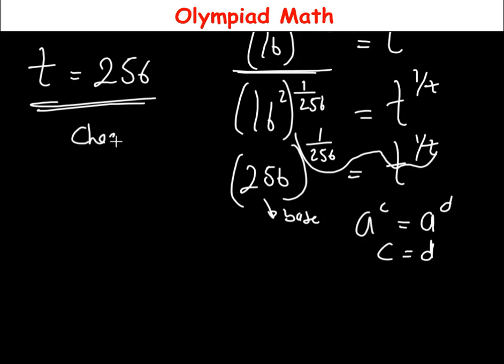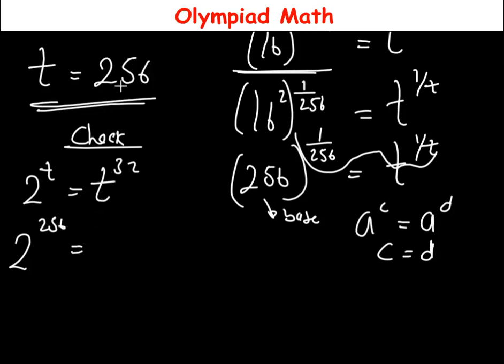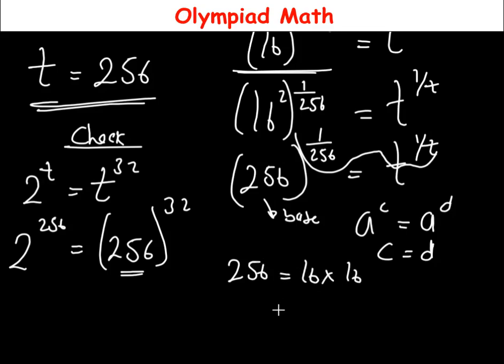So let's check. The equation is 2 raised to power t, which equals t raised to power 32. Now the value of t is 256, right? So 2 raised to power 256 is equal to t, which is now 256. So in bracket 256 all raised to power 32, right? With this, 256 right here is equal to 2 raised to power 8. Because let's say we have 256. 256 is 16 times 16, and 16 is 2 raised to power 4. Then times 16, also 2 raised to power 4.